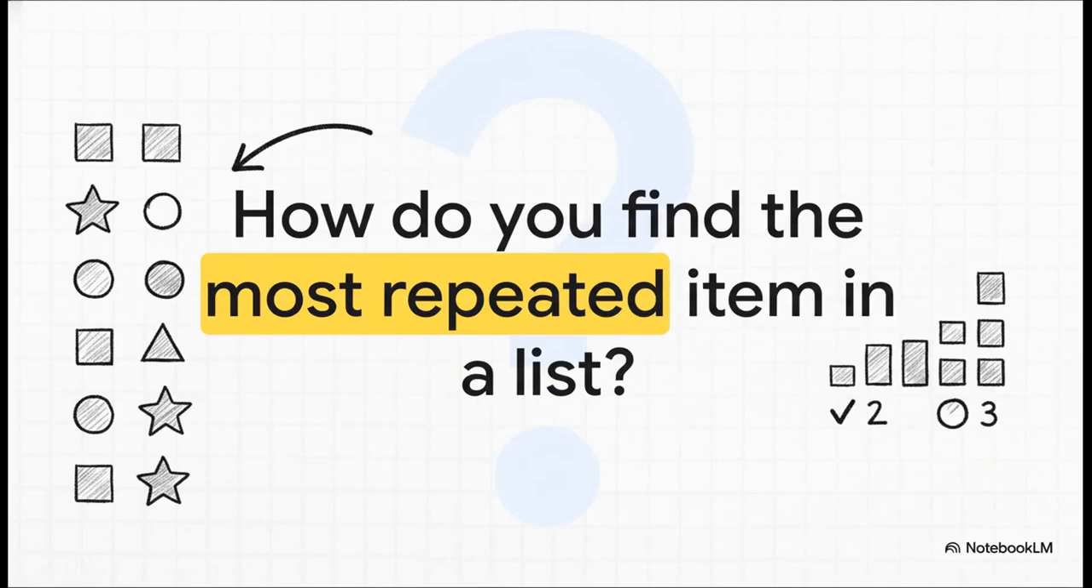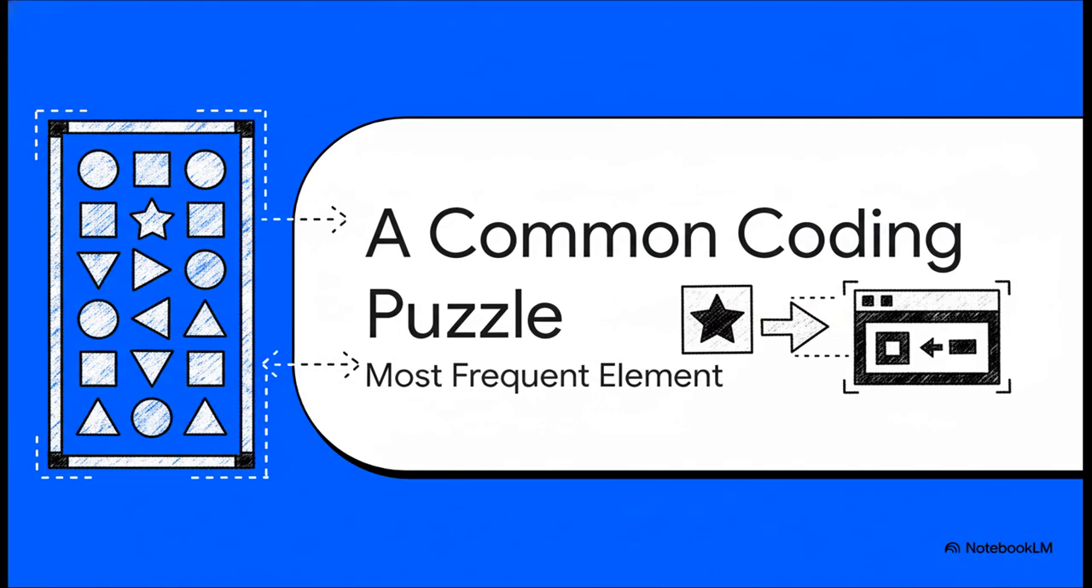Okay, let's start with a really simple question. Imagine you've got a list of stuff. It could be numbers, words, you name it. How would you go about finding the one thing in that list that shows up the most? Now, it sounds pretty simple, right? But how you answer that question says a lot about how you think like a programmer. And this happens to be a classic coding puzzle, finding the most frequent element.